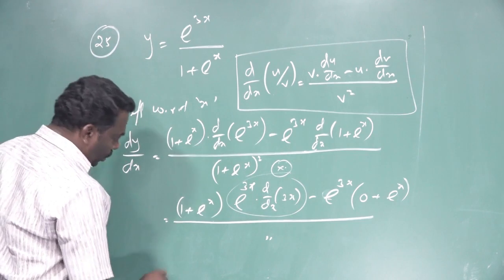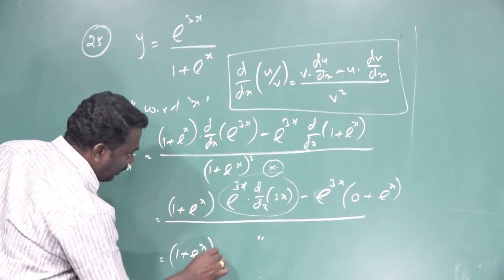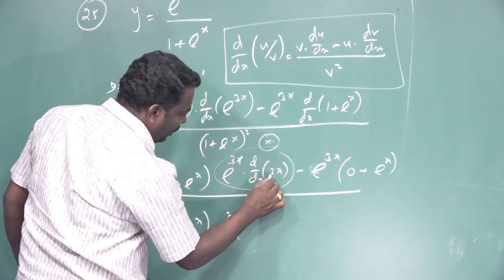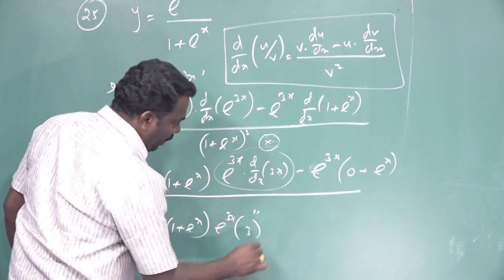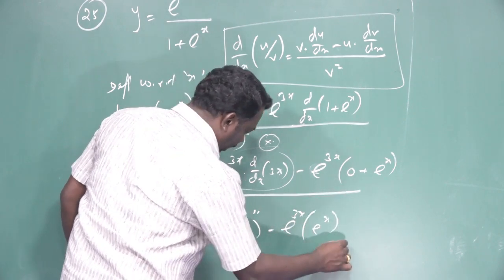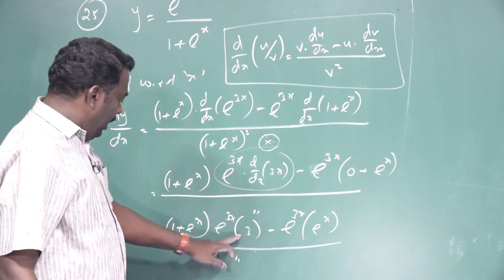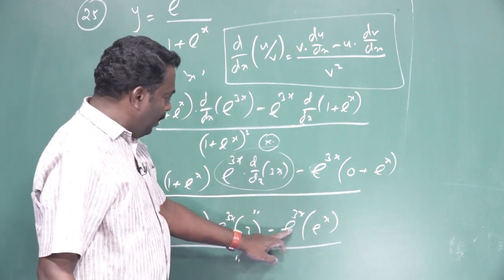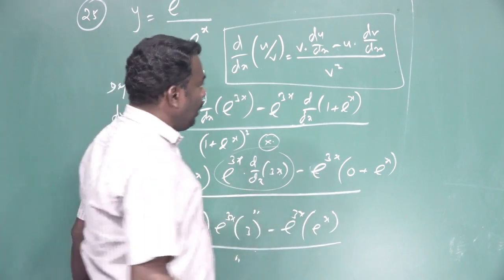Now what is the term here? 1 plus e power x as it is, and e power 3x also as it is, differentiation of 3x: 3 is the coefficient, x with respect to x is 1, therefore it is simply 3. Minus e power 3x as it is, and e power x within the bracket, by the same denominator. Now what is the simplification? 3 e power 3x (1 plus e power x) minus e power 3x e power x, adding the terms 3x plus 1x, it is 4x.